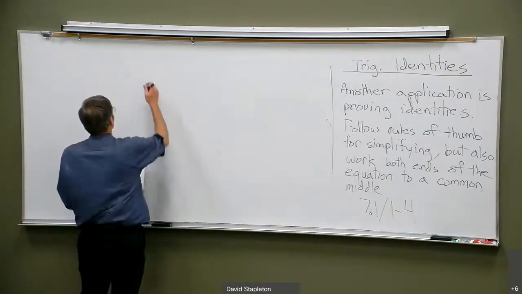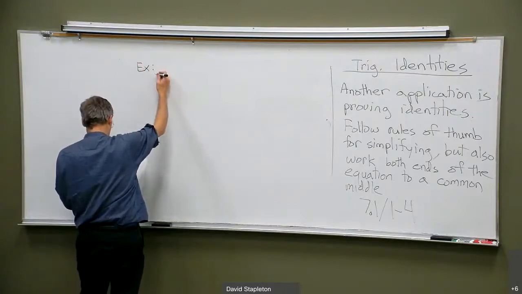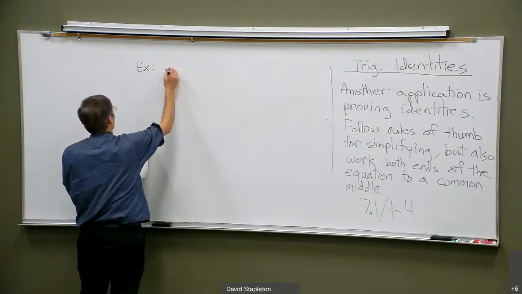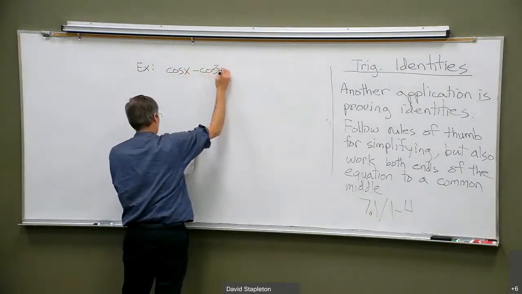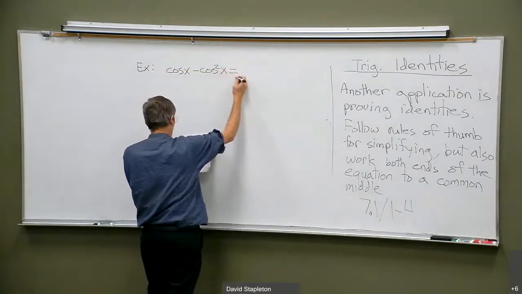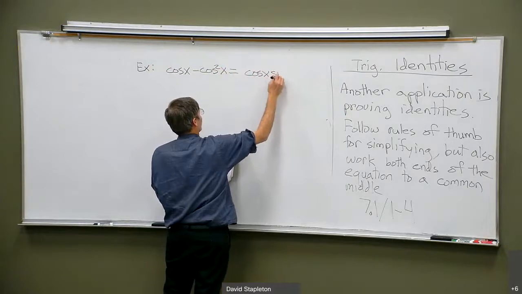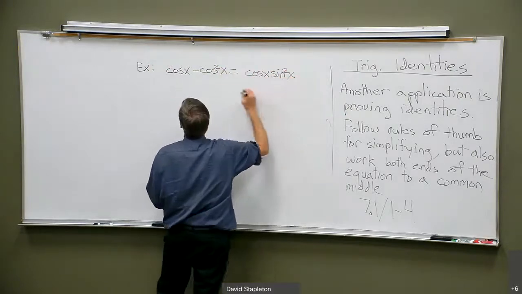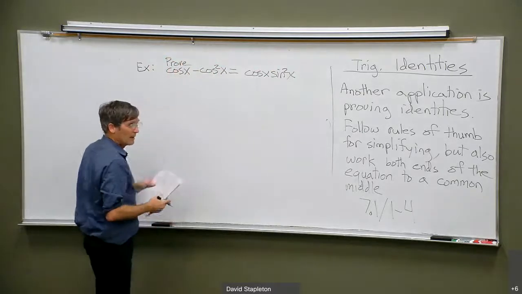Here we did simplifying, that's the first 3. Here's some problems out of the 4th one. You can check it as you go along. Suppose I try to prove that cosine x minus cosine squared x equals cosine x times sine squared x. Not an obvious result, right? How could I prove that?